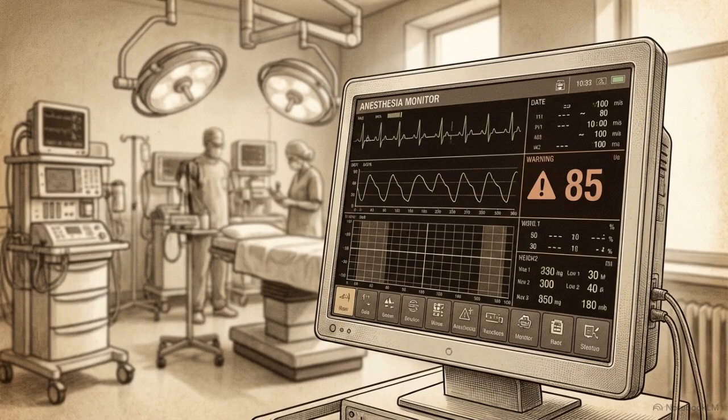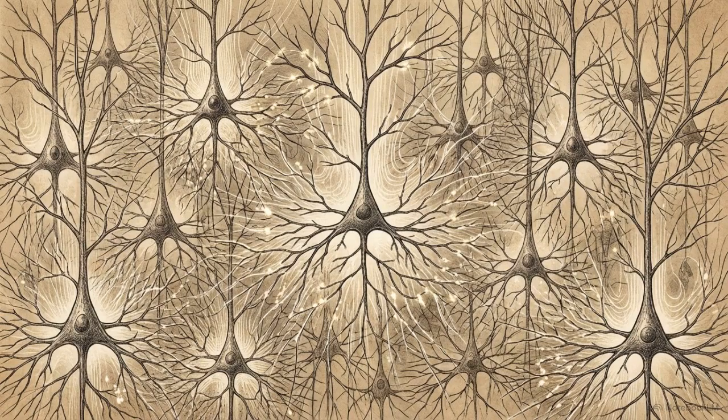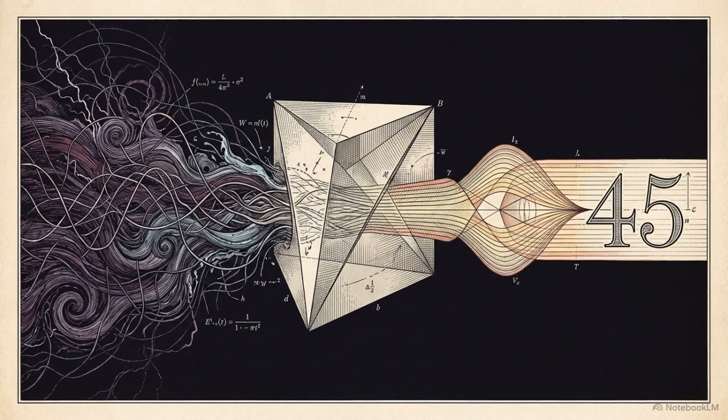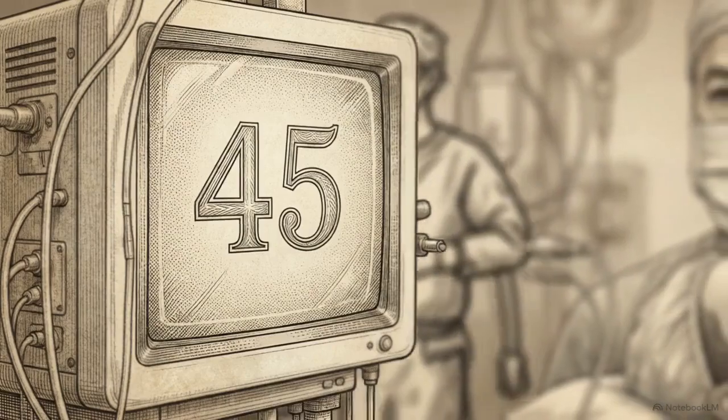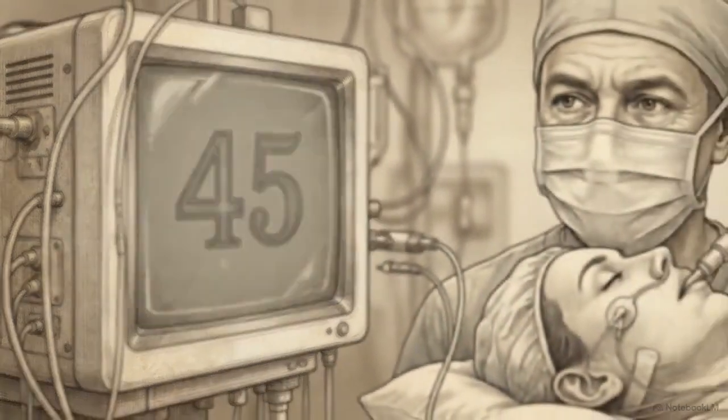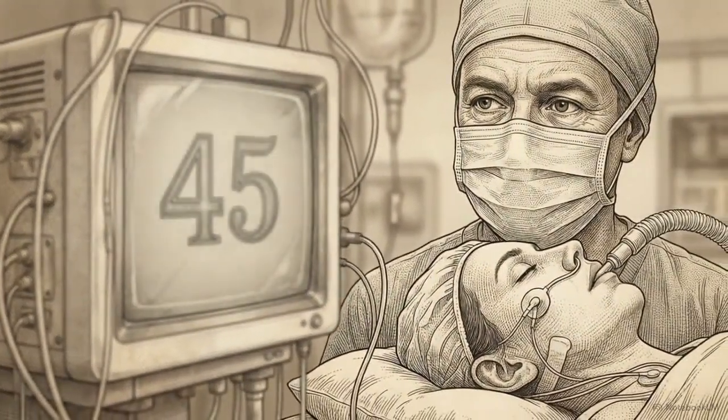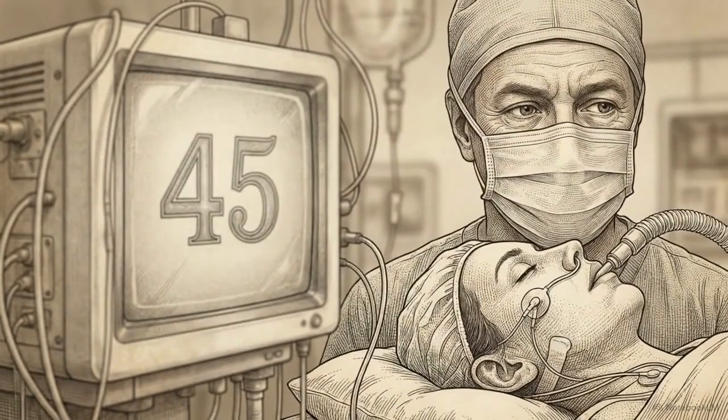We have traced the signal from the microscopic postsynaptic potentials of pyramidal cells through the mathematical prism of the Fourier transform to the final dimensionless index. True anesthetic vigilance requires looking past the single number on the screen and maintaining a foundational understanding of the underlying neurophysiology that generates it.